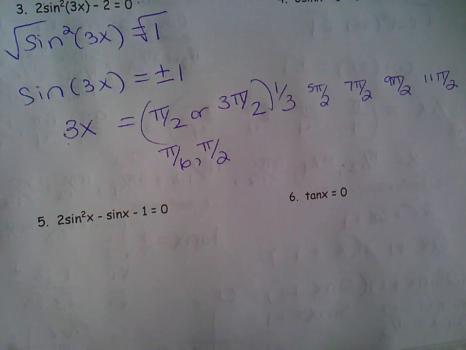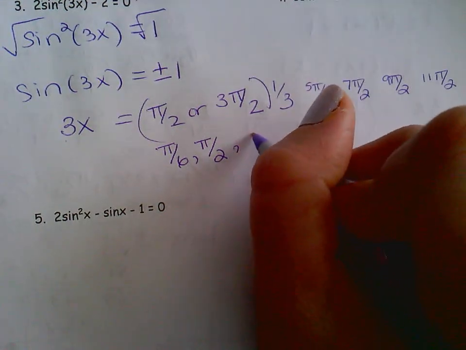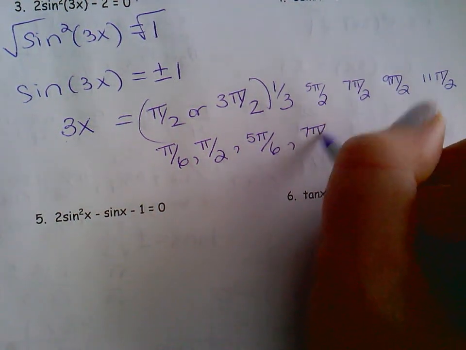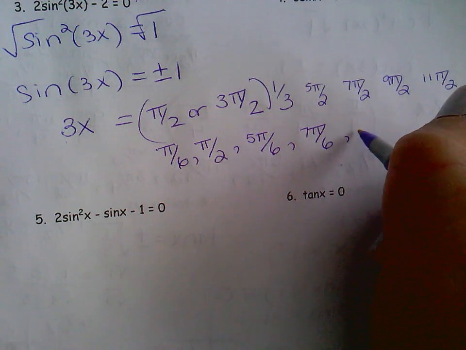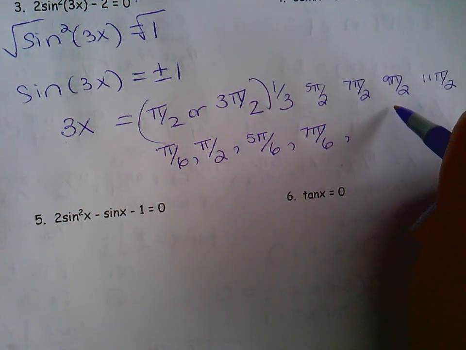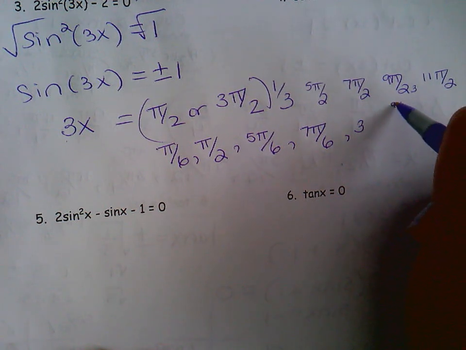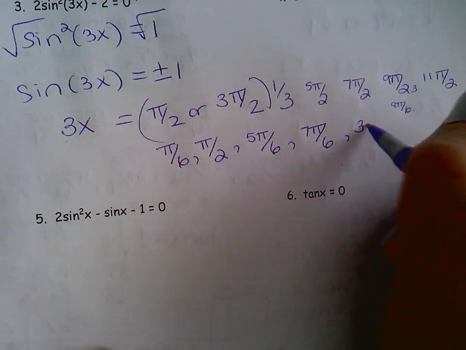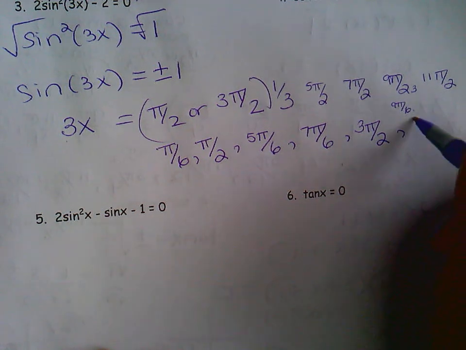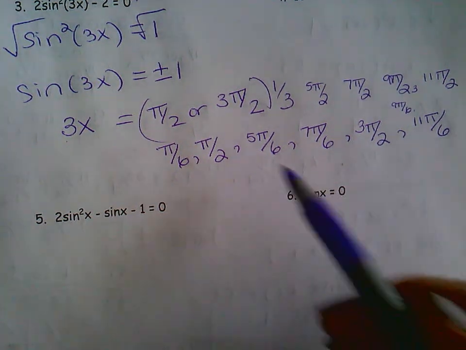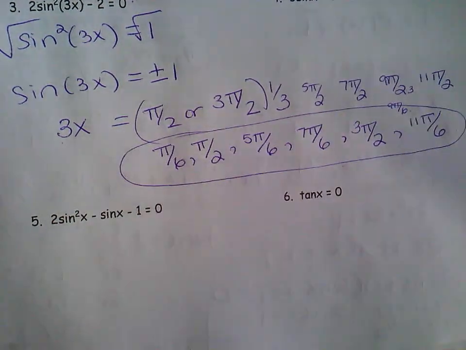See the pattern? Divide them each by 3. So this would be 5 pi over 6, 7 pi over 6. Let's see, this one would be 3. I'm dividing it by 3. So I'd have 9 pi over 6, divide them by 3, 3 pi over 2 and 11 pi over 6. And I know I'm almost at the end because 12 pi over 6 would have been the end of the unit circle, 2 pi. So all of those solutions.